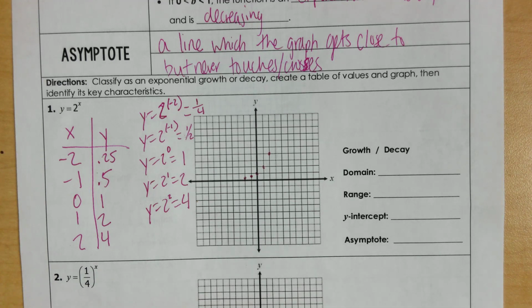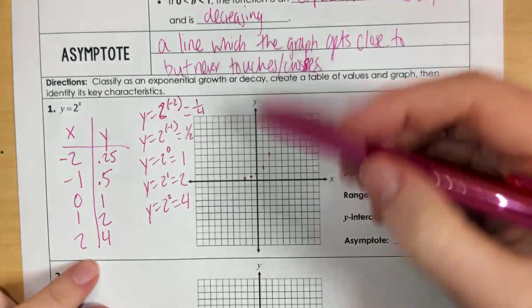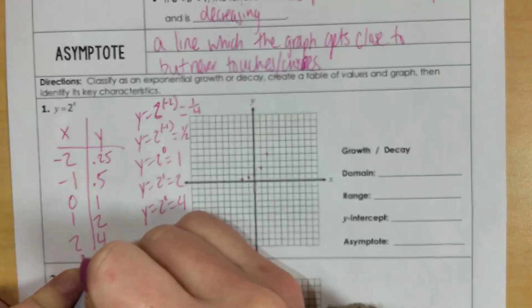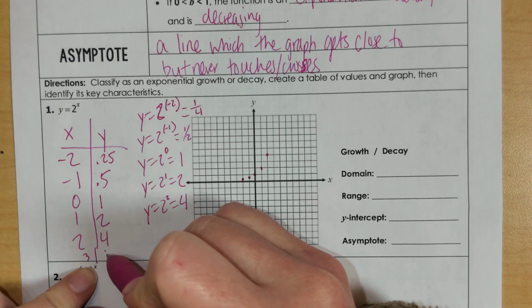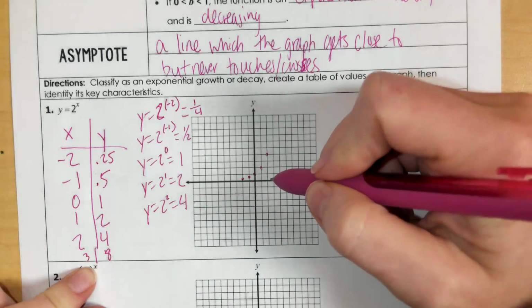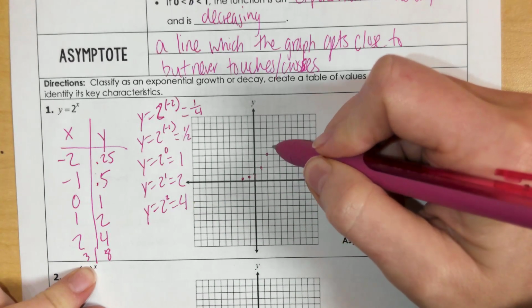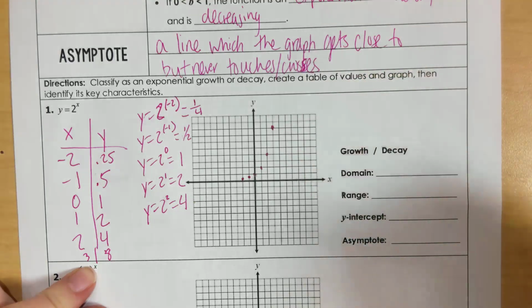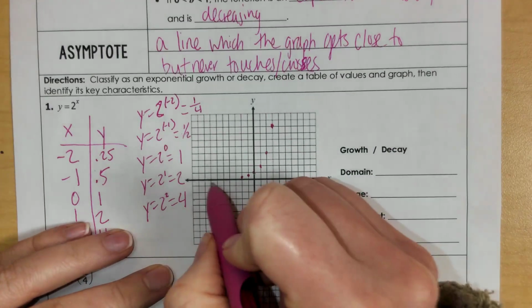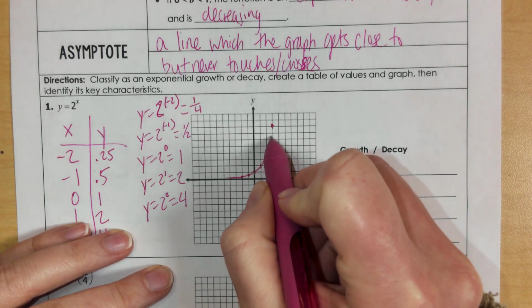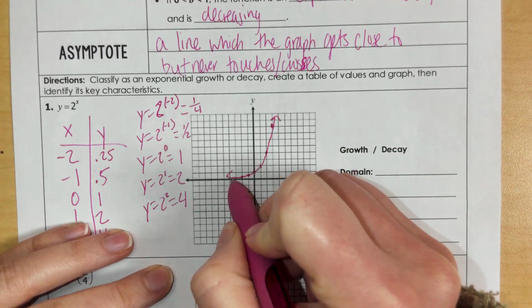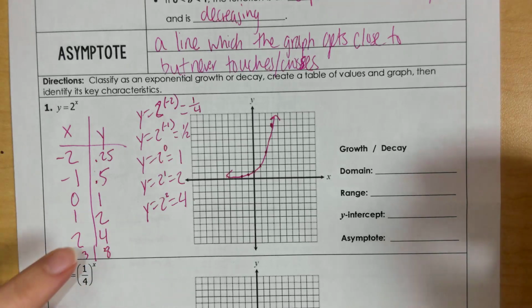And we could actually go one step further, and if you did 3 here, we would do 2 raised to the 3rd power. We would get 2 times 2, which is 4, times 2, which is 8. And we could put another point here at 3, 8. Okay, and of course we would graph this line. It's going to continue on that way, it's going to continue on this way.